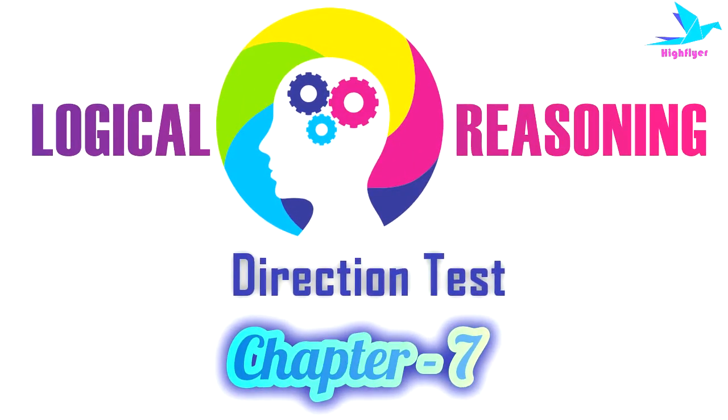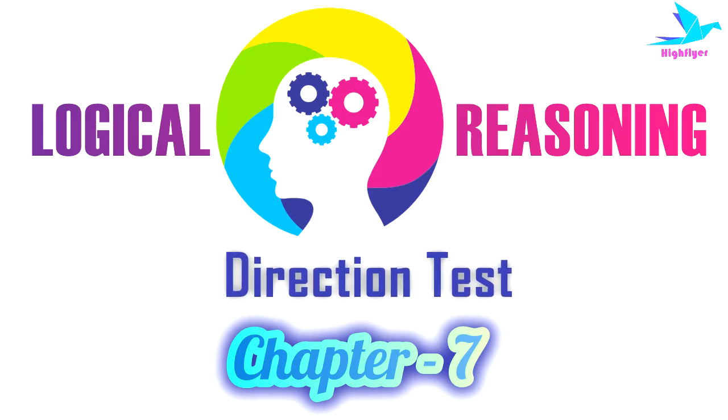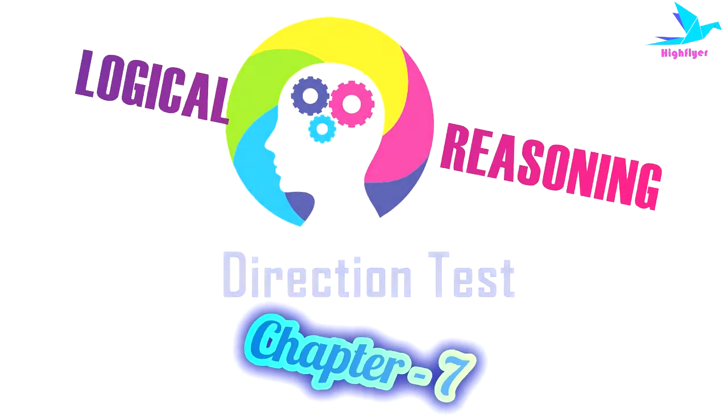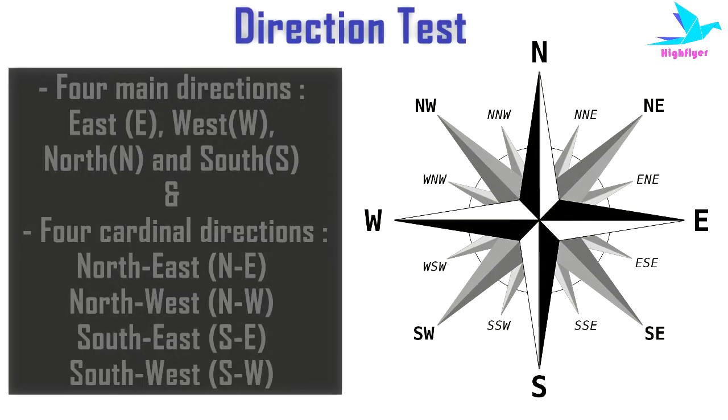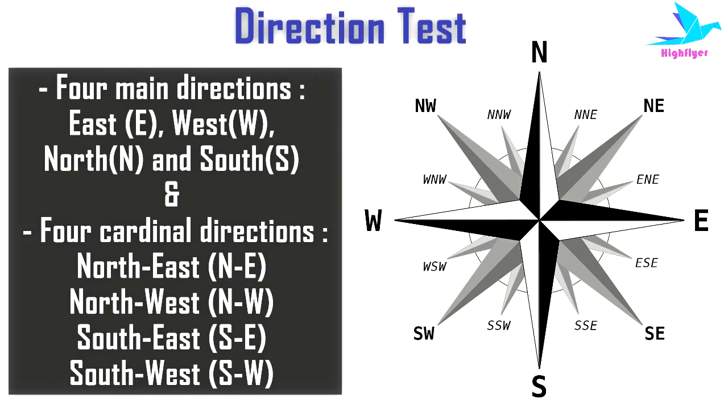Direction test, our next chapter in logical reasoning. Now to understand direction test properly, we have to first understand the compass and all its directions. There are four main directions: east, west, north and south. And also there are four cardinal directions: northeast, northwest, southeast and southwest. Remembering these directions properly and understanding the relation between them will help you to solve problems.